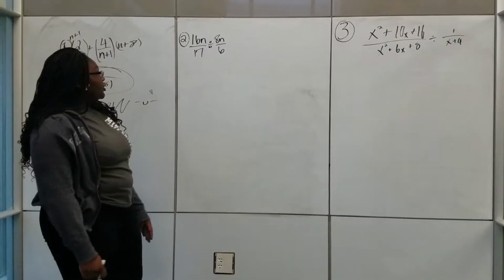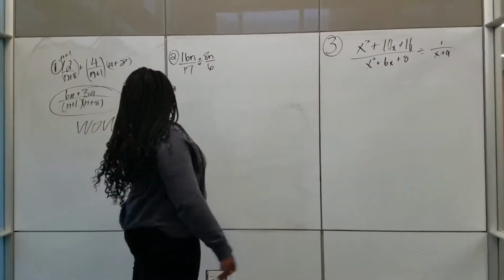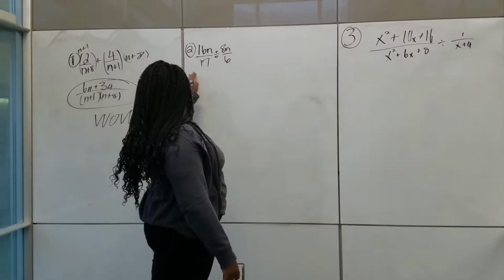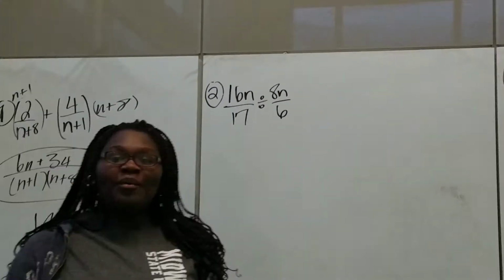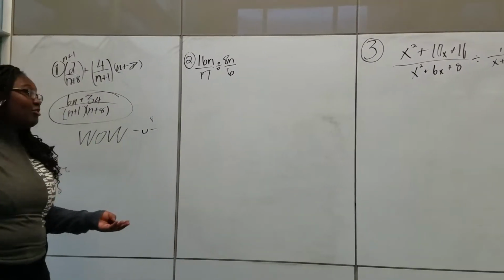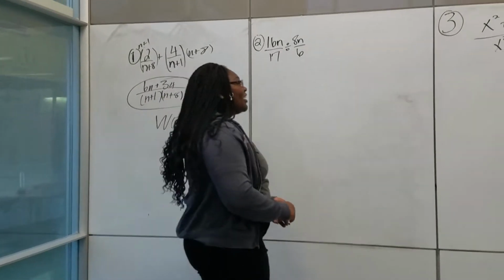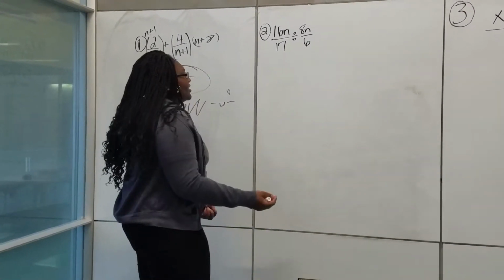The next question to solve is this one. So what we have here is 16n over 17 divided by 8n over 6. Now you're probably thinking, why would you throw us this curveball? Well, let me tell you something. When you're dividing, that also means you're multiplying. Probably asking how. Well, this is how you do it.